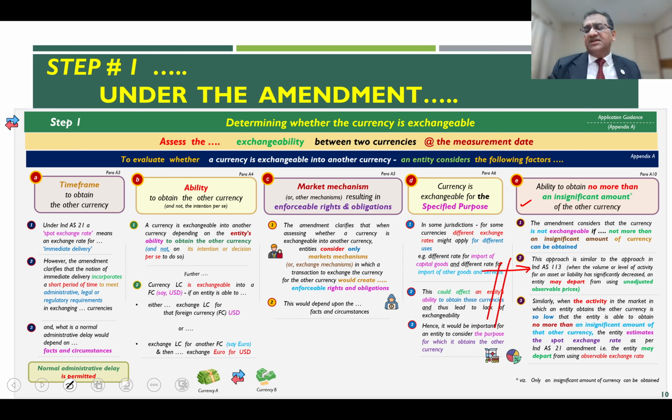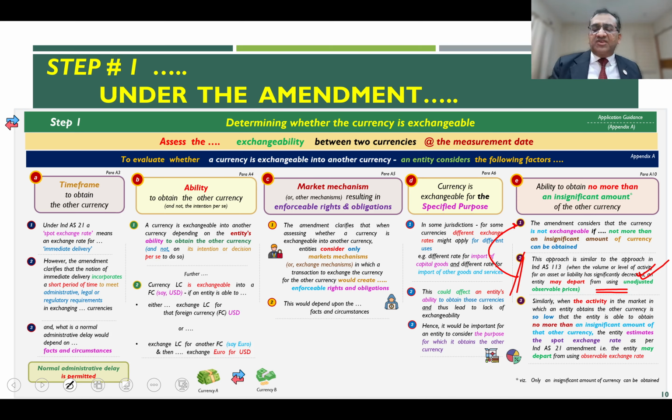Now, obviously, this approach is consistent with the other requirements in Ind AS and IFRS in fair value measurement, Ind AS 113. So this approach, what is being mentioned here, is similar to the approach in Ind AS 113, when the volume or the level of activity for an asset or liability has significantly come down. If the market activity comes down within the context of Ind AS 113 fair value measurement, then an entity may depart from using an unadjusted observable price. This is permitted under Ind AS 113, and a similar piece is also given here.